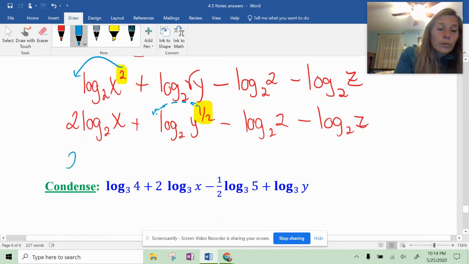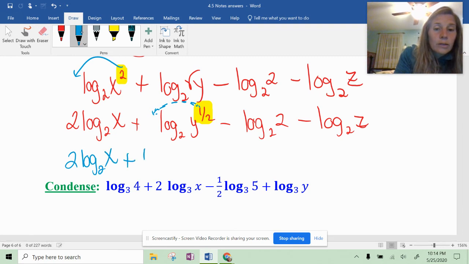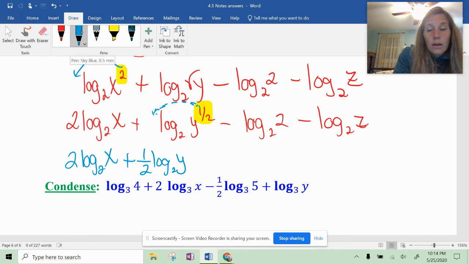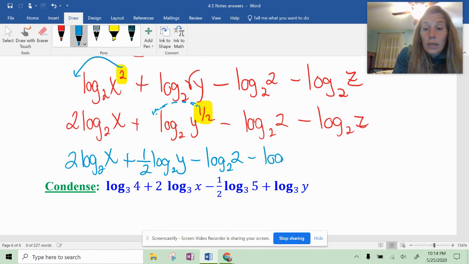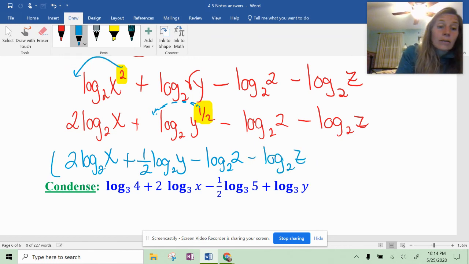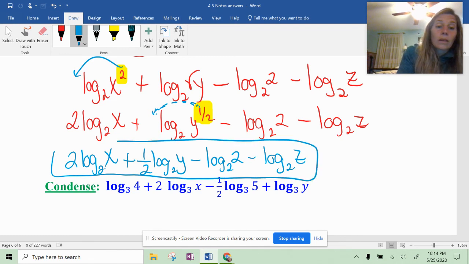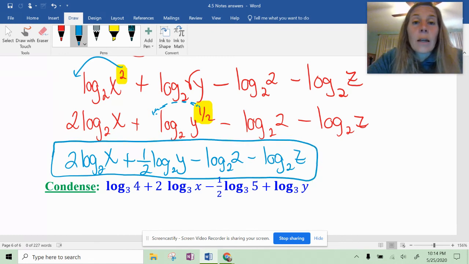So my final answer would be 2 log base 2 of x plus 1/2 log base 2 of y minus log base 2 of 2, which could be canceled out and just written as a 1, minus log base 2 of z. Okay. And that's it. And I'm going to actually just go back over change of base real quick from the calculator, which I've already explained in a previous lesson, but we'll stop there and then we'll finish the second half of the lesson on Wednesday.